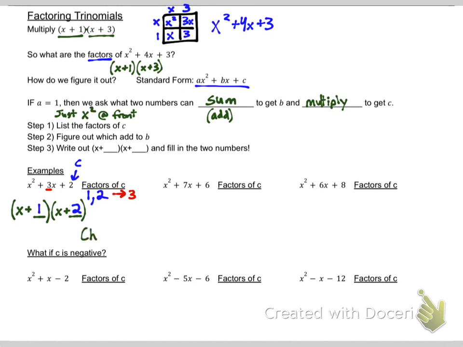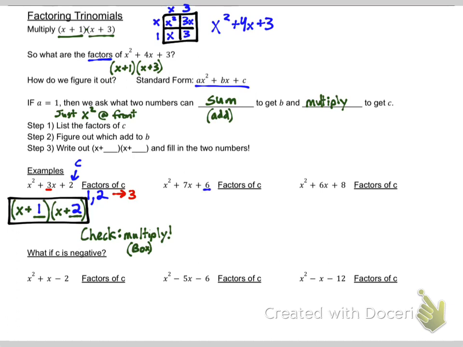And you could check this. I don't have time in this video to do that now, but you could check this by multiplying it back out with a box. Once you do that, you'll see you will get the original equation, x squared plus 3x plus 2. All right, let's go to the next one. So that is the correct answer.